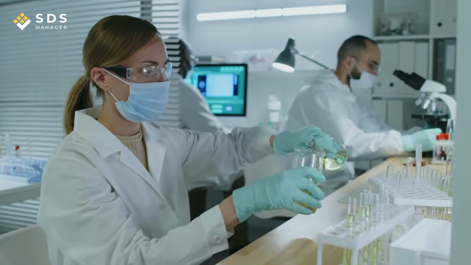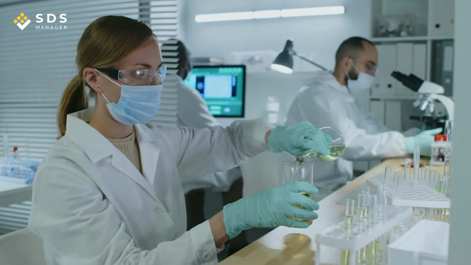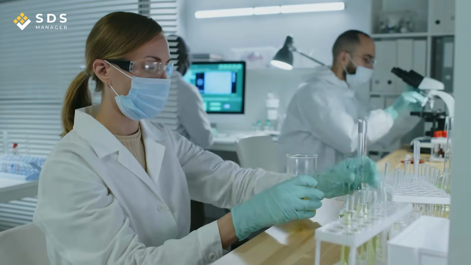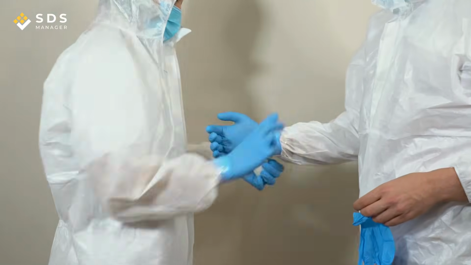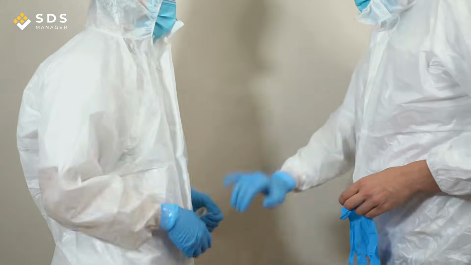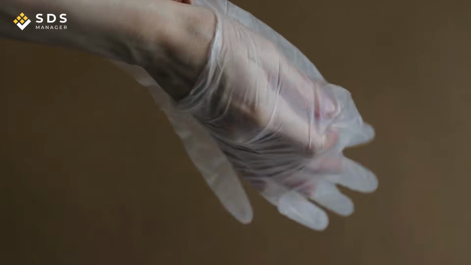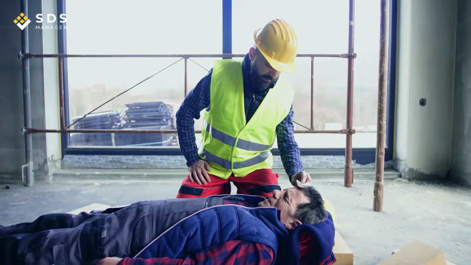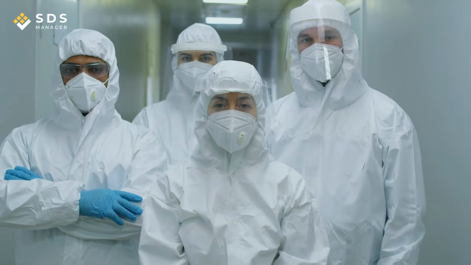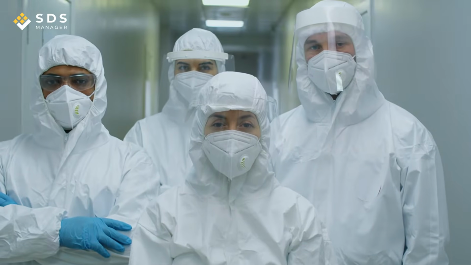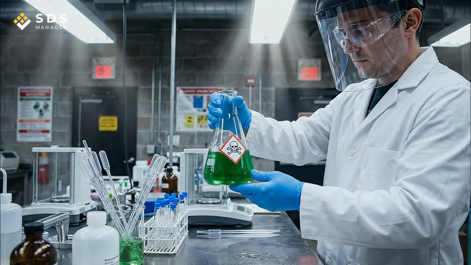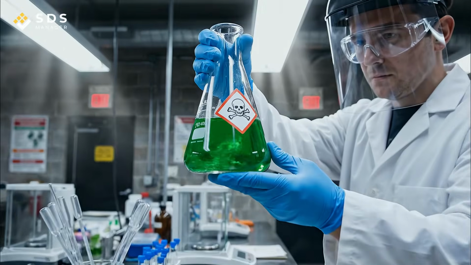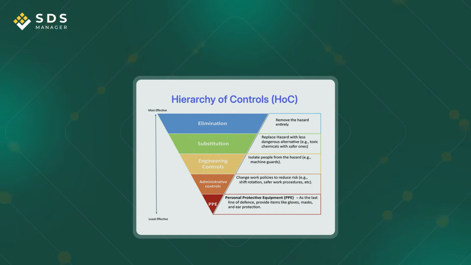When it comes to chemical handling, personal protective equipment is often the first thing people think about. But PPE is also one of the most misunderstood parts of chemical safety. The wrong glove material, a poorly fitted respirator, or missing eye protection can turn a manageable exposure into a serious injury. In this video, we'll break down what type of PPE is required for chemical handling, how to select the right equipment for each hazard type, and why PPE should always be the last line of defense, not the first.